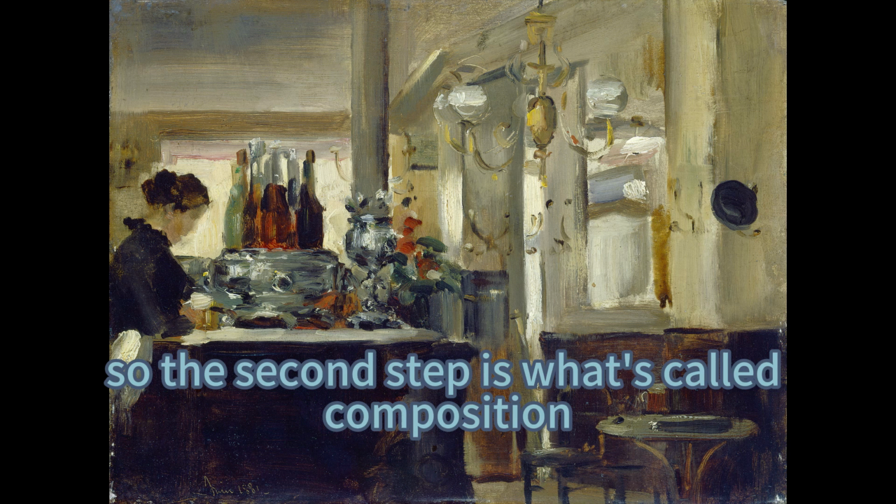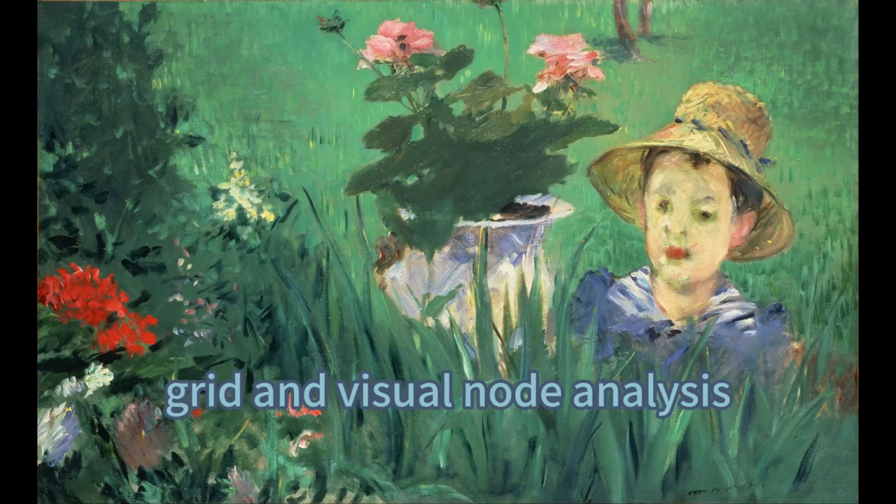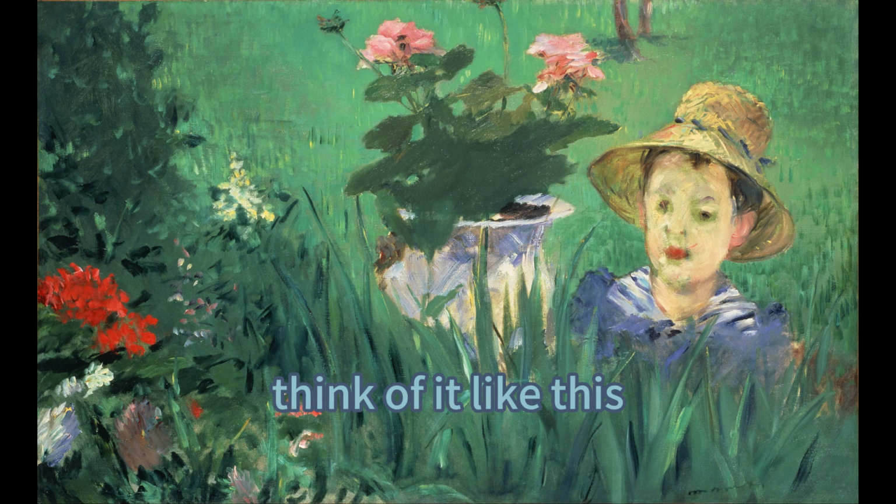So the second step is what's called composition grid and visual node analysis. Think of it like this.